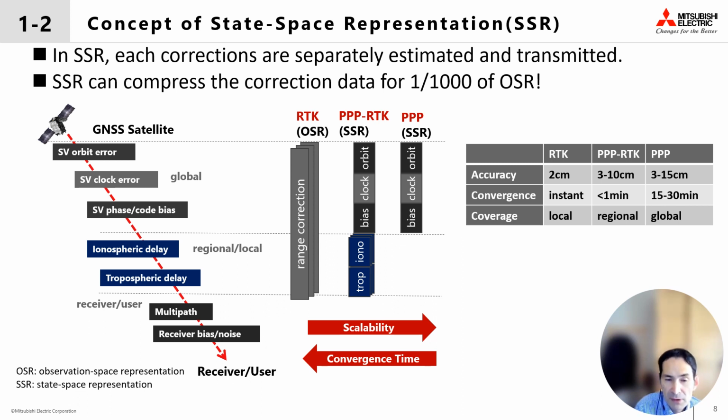For PPP-RTK, the SSR correction includes all global and regional error sources. For PPP, only the global error sources are transmitted, and the regional and local errors must be corrected at the user receiver side. PPP-RTK can achieve fast convergence. For PPP, global support is possible with longer convergence time.